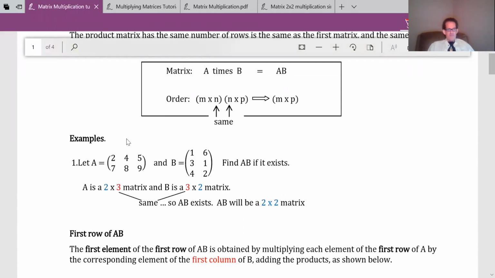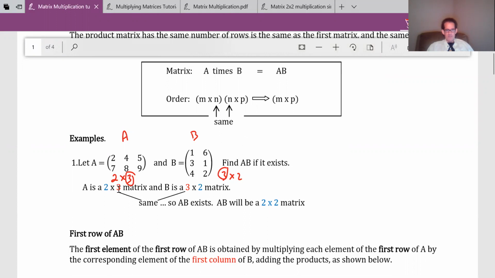So if you have a matrix A here, and this is matrix B, the first thing that you want to do with these two matrices is to figure out if it's definable. You label a matrix by its row and column. So this is a 2 by 3 matrix right here, and matrix B is 3 by 2. Then you compare the row with the column between the two matrices, and if it's the same, it's definable.